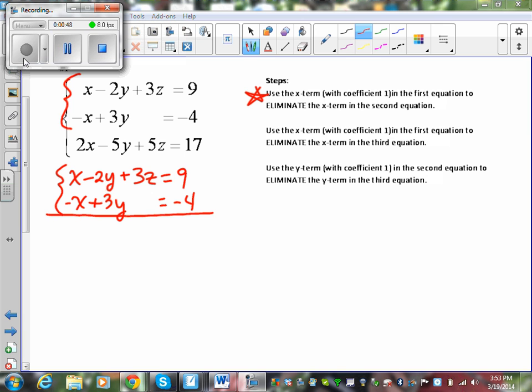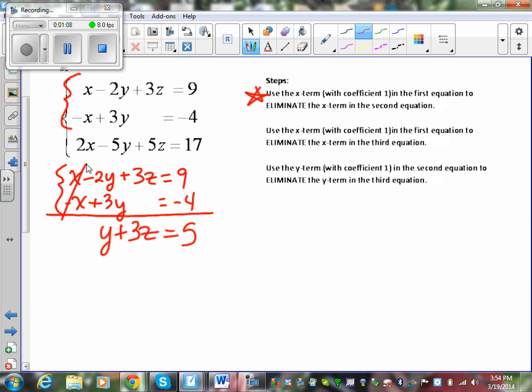So when I do that, you can see the x terms cancel. When I add the y terms together, I get 1y. Add the z terms together, 3z. Carry down the equal sign, add the constants together, and I get 5. Now I'm going to move on to the next part of my steps.